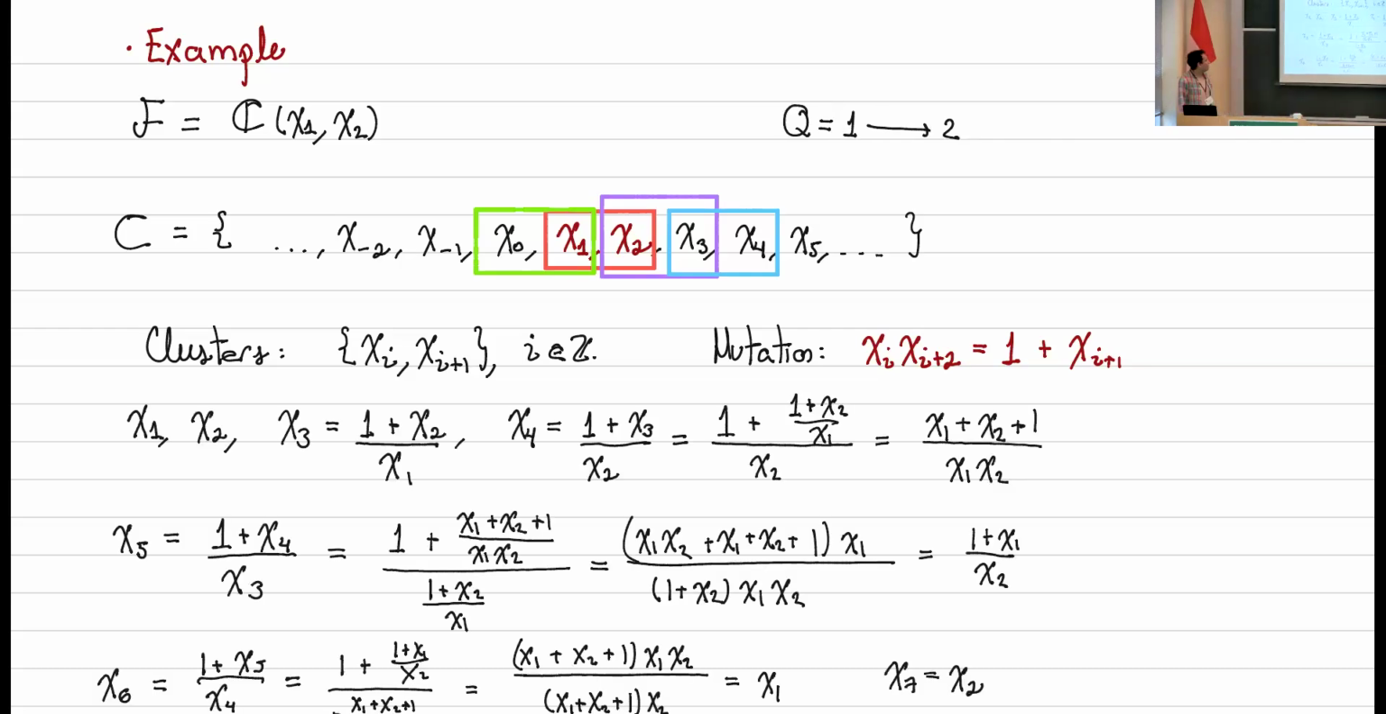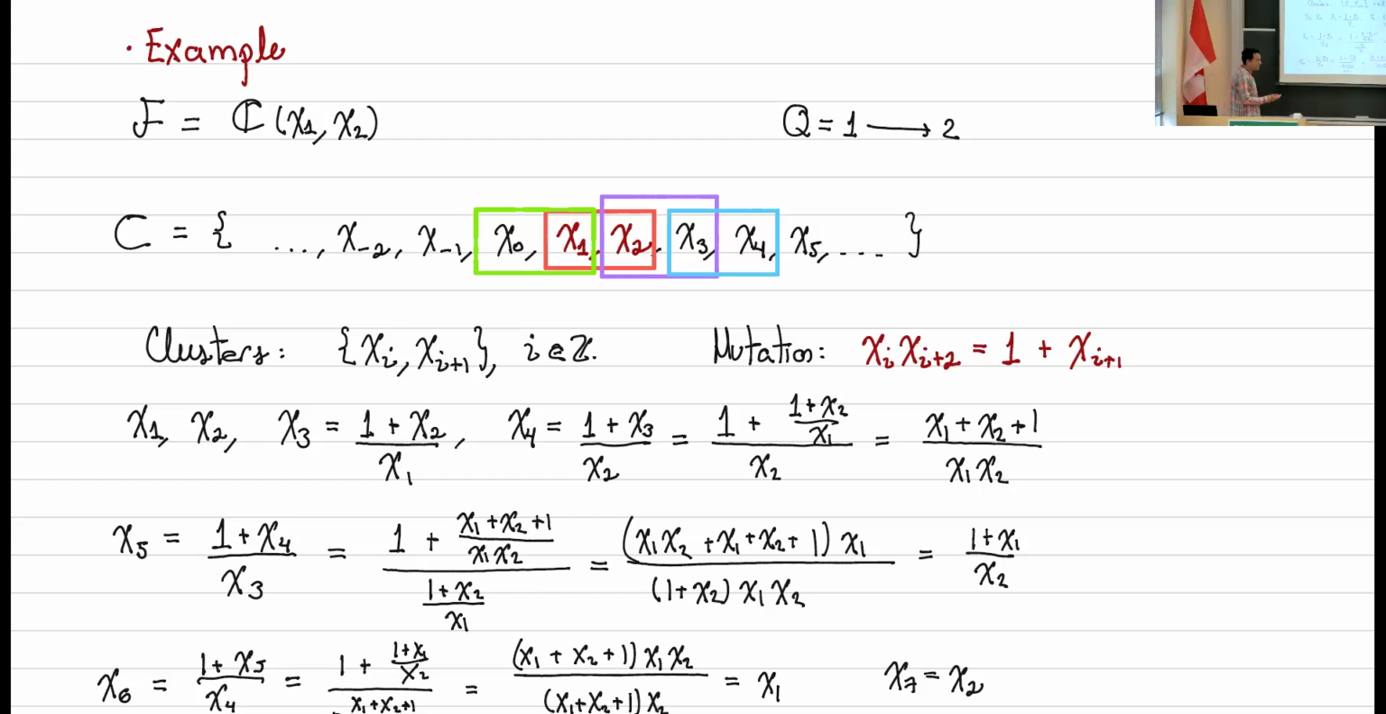If I start mutating, I have x1, x2, x3 is 1 plus x2 over x1. Then x4 is 1 plus x3 over x2. And if you do some high school algebra, you find that this is x1 plus x2 plus 1 over x1 x2. You mutate again, and you get this horrible thing, but it simplifies to 1 plus x1 over x2. Mutate again, you get this thing, which simplifies to x1. And then x2 again. So this sequence becomes periodic, and this set that looked very infinite is actually finite. It just has, I guess, 5 cluster variables.